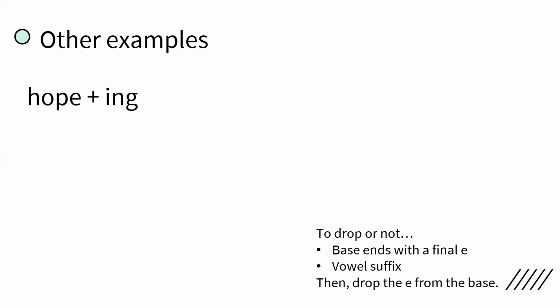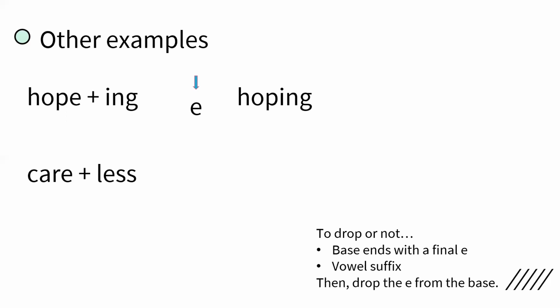If I wanted to create a derivative from the base hope and the suffix ing, I would check for two things. The first thing I would look for, does my base end with a final E? Yes. Am I adding a vowel suffix? Yes. So this is a case for E drop, and my derivative would be spelled H-O-P-I-N-G, hoping.